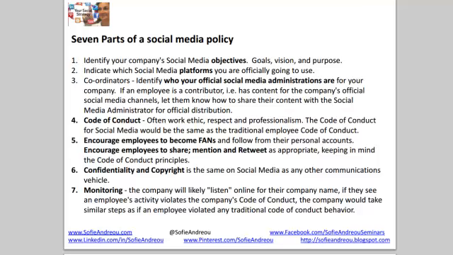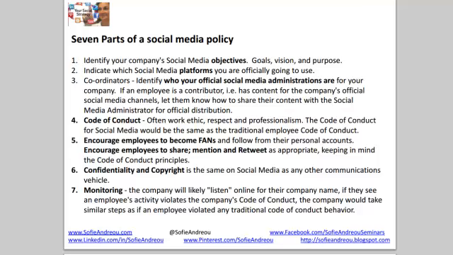Then, confidentiality and copyright. It's the same in social media as in any other communications. In any communications for the company, you can't let it leak to the press if you're working on something under non-disclosure. You can't do that on social media either. You can't go and tell the media or the radio some personal information about employees. You can't do the same thing here on social media. So again, they need to understand that.